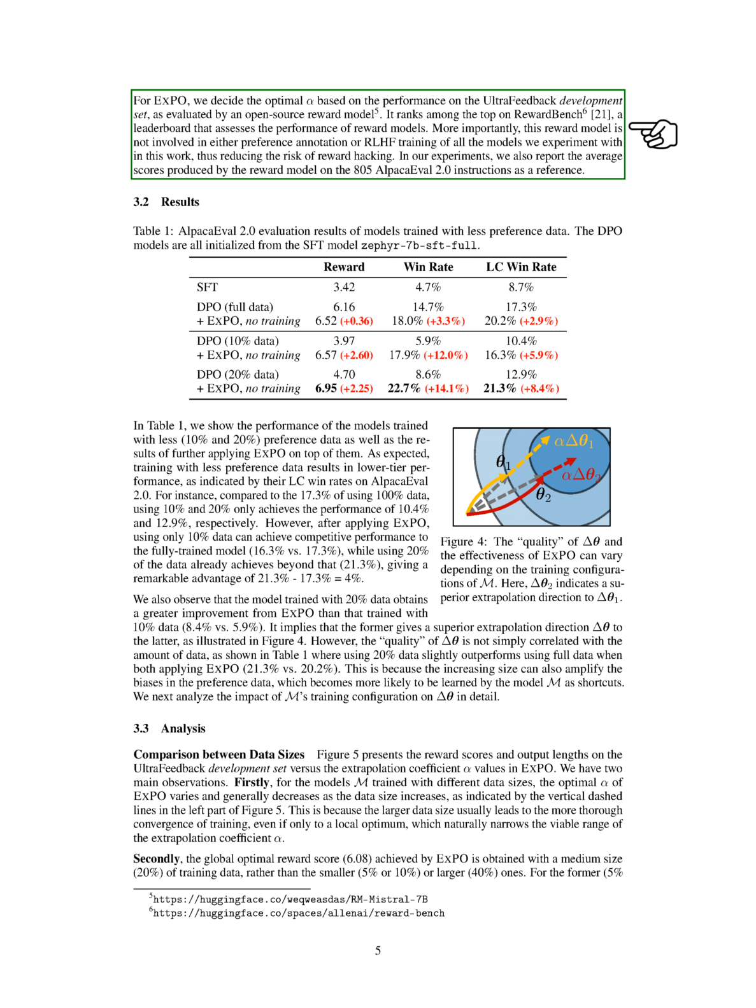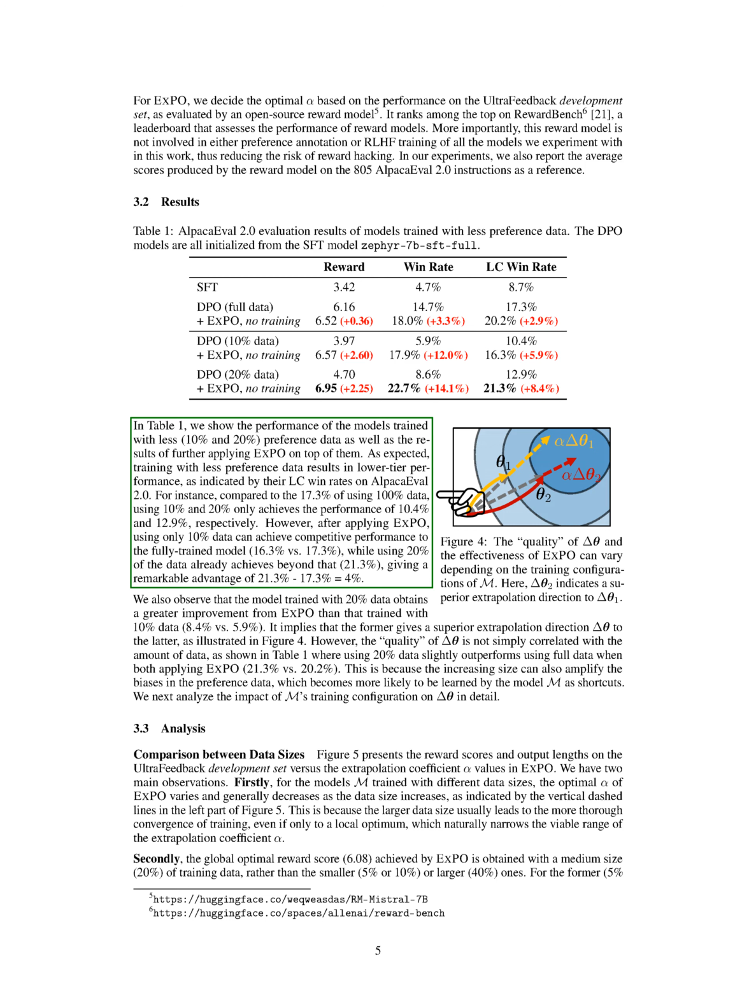In the table, we display the performance of models trained with reduced preference data, 10% and 20%, and the results after applying EXPO on them. As expected, training with less preference data leads to lower performance, as shown by their LC win rates on Alpaca Eval 2.0. However, applying EXPO boosts the performance significantly. For instance, using only 10% of the data can achieve competitive performance compared to using 100% data, and using 20% data surpasses that performance.